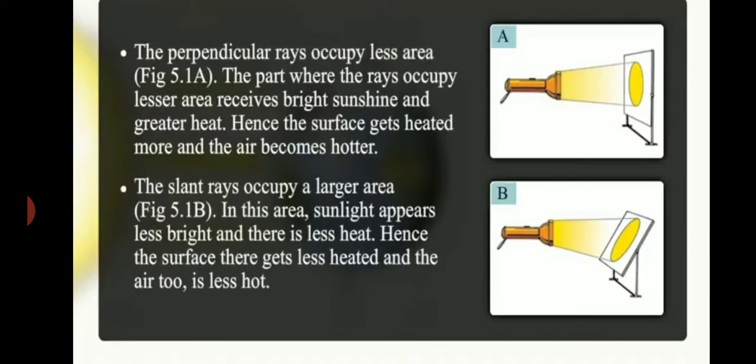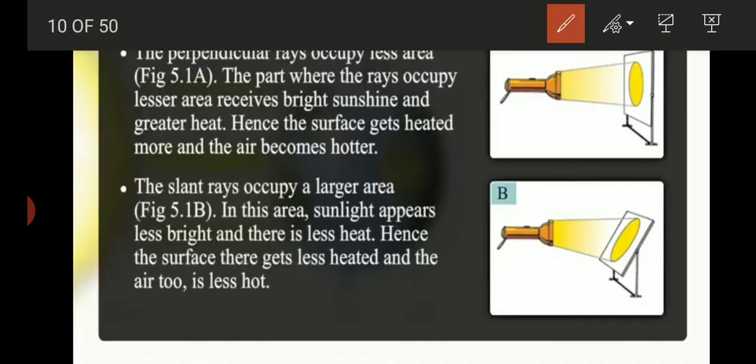The perpendicular rays occupy less area. The part where the rays occupy lesser area receives bright sunshine and greater heat. Hence, the surface there gets heated more and the air becomes hotter.